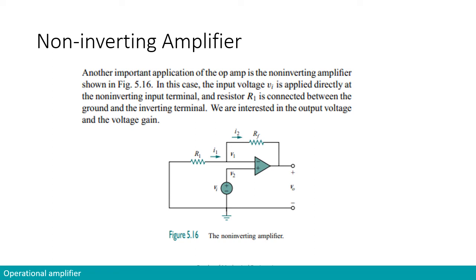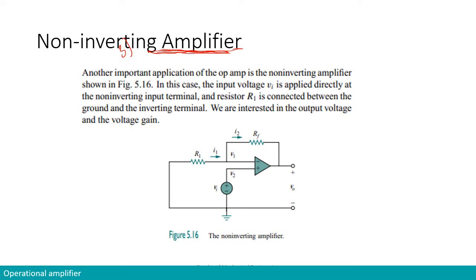So now we go into the final configuration of the operational amplifier, the final one that we'll see in this chapter anyway. There are many more types of configuration, but these are the basic ones. The first one was the inverting, the next one was the summing operational amplifier, and this one is the third one, the non-inverting amplifier.